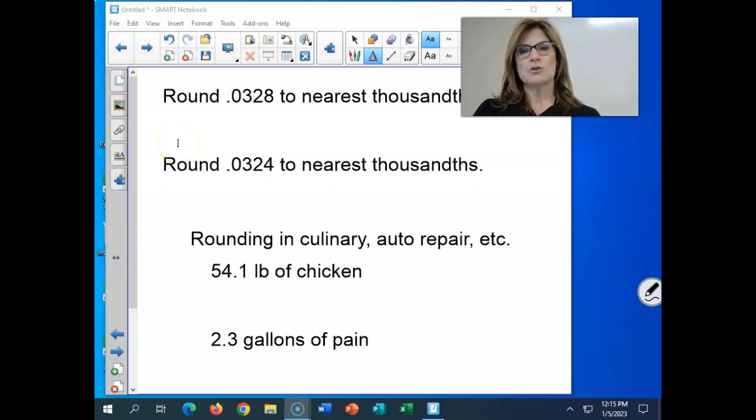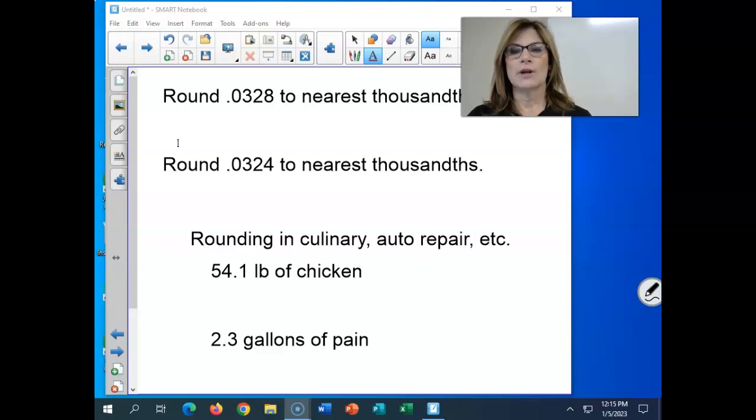Choose whatever place that you're planning to round to. You could have tens, hundreds, thousands, 10,000s, or you could have tenths, hundredths, thousandths, 10,000ths. What you are planning to round to. And then you look at that place and the place that is immediately after that, and if it is 5 or more, we round up. If it is less than 5, we keep it the same.